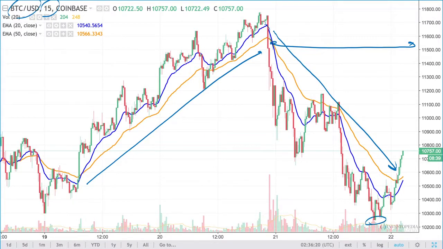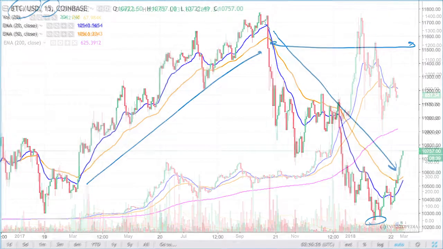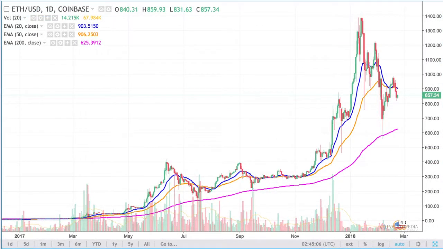So you saw about a 15% drop in just a couple of days. Here's a chart of Ethereum versus the US dollar, and this is a 1-day time frame. So each candlestick, remember, represents 1 day of price changes. This is on the Coinbase exchange. Now I've signified the different moving averages, the 20-period moving average, the 50, and the 200 exponential moving averages.